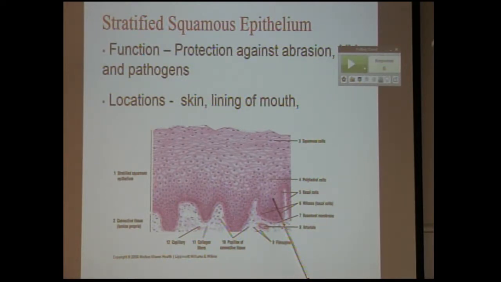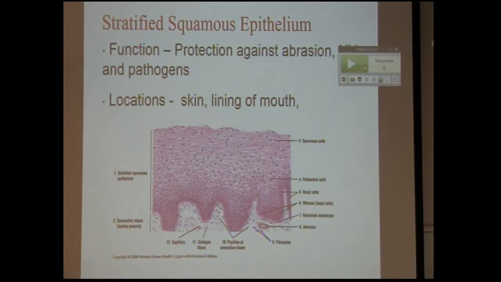This is the outside of your skin or the lining of your mouth, for example. And if you see, we've got a whole bunch of flat cells. I could count almost 20 layers of cells in there. Each little circle is a nucleus, and you can see it's got a little round cell membrane around it. So 15 or 20 layers.